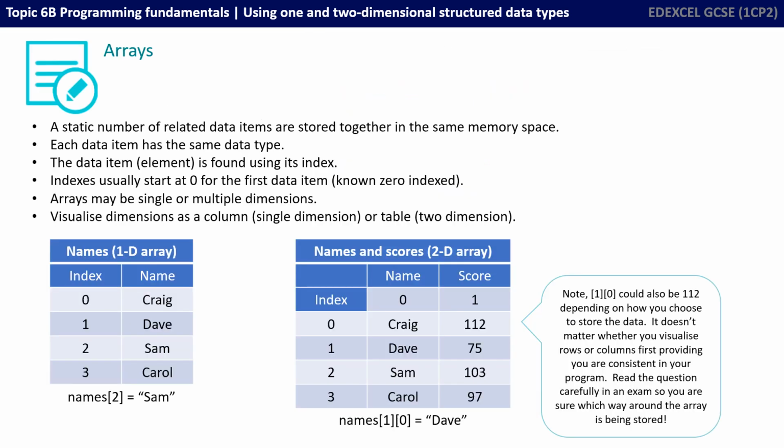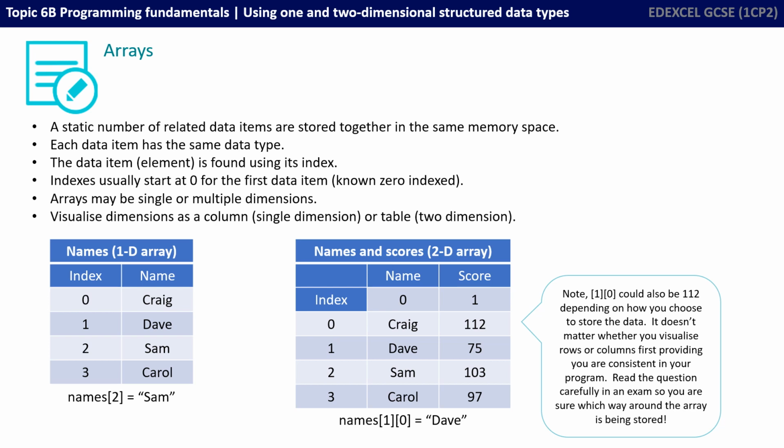So let's just recap what we've covered. An array is a static number of related data items that are stored together in the same memory space. Each data item has to have the same data type. And the particular data item, the element, is found using the index for the array. Indexes usually start at 0 for the first data item, known as a zero-indexed array. And arrays may be single or multi-dimensional. You can visualize dimensions as a column when it's a single-dimensional array, or a table where it's a two-dimensional array.